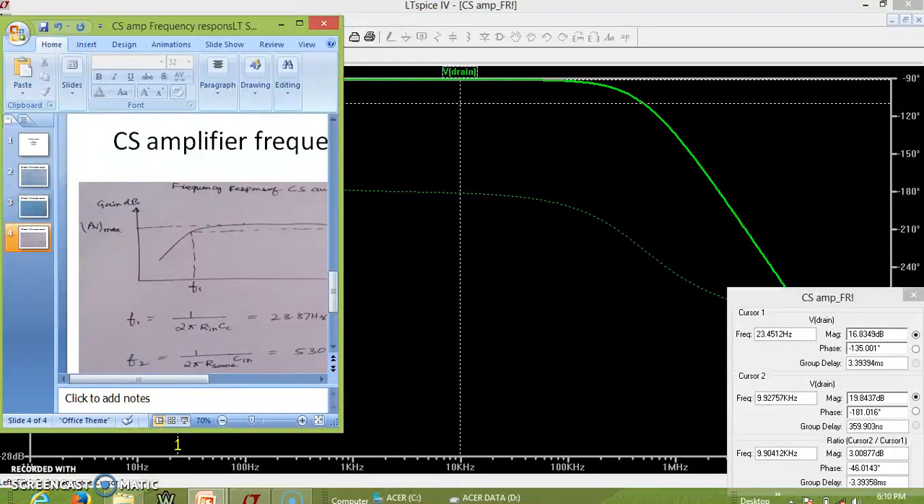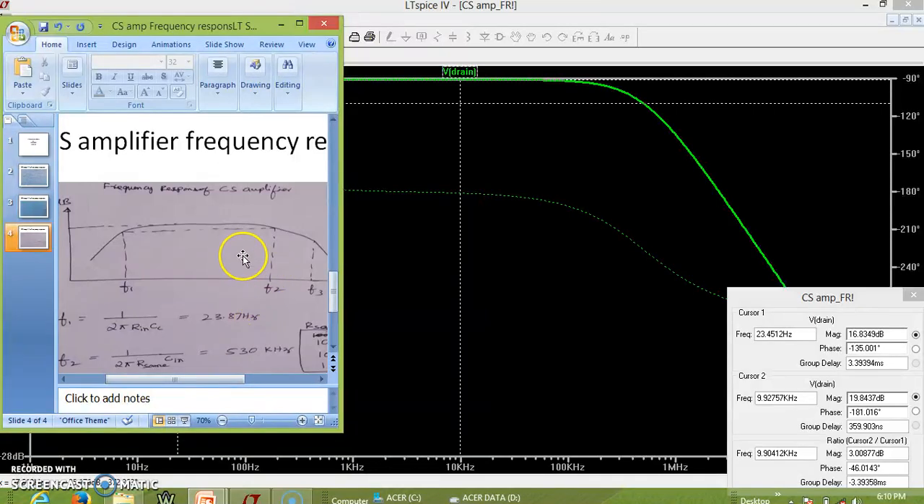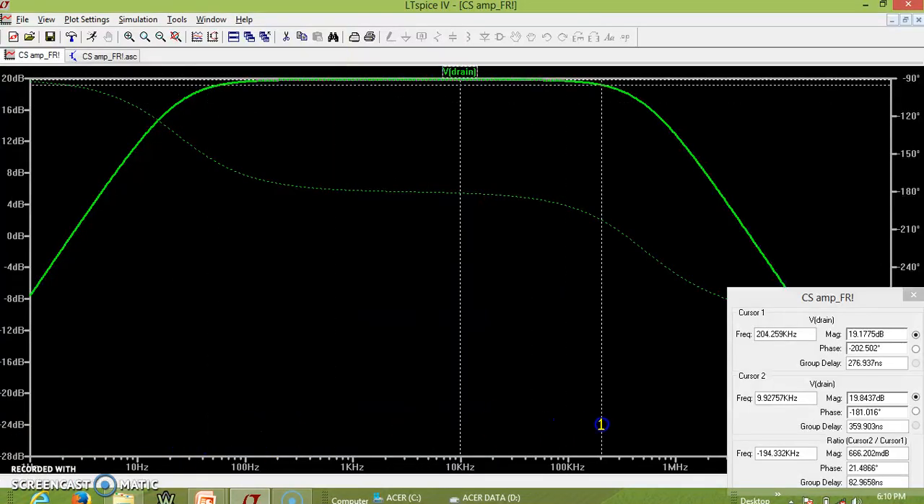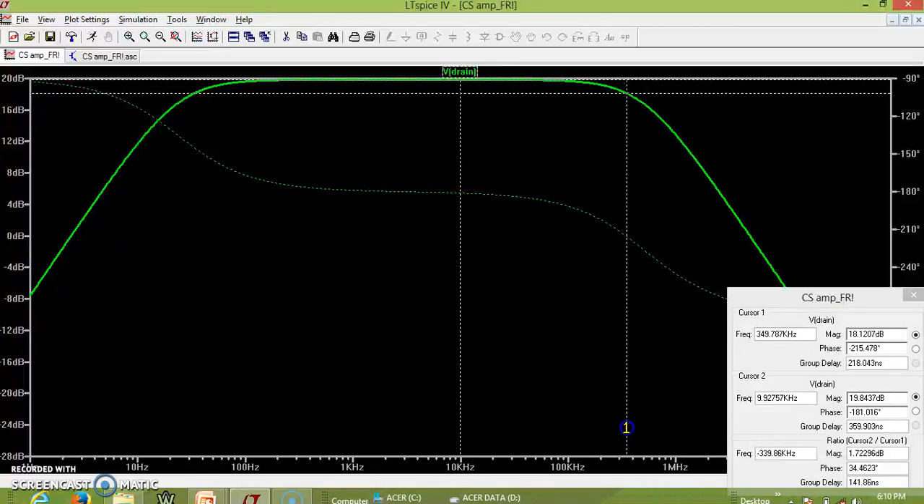Let us have a look at the second cutoff frequency. As we saw in the slide, this is the second cutoff frequency, which is again 3 dB down on the other side of the plot. So let me move this onto the other side of the plot so that it is again 3 dB down from the maximum.